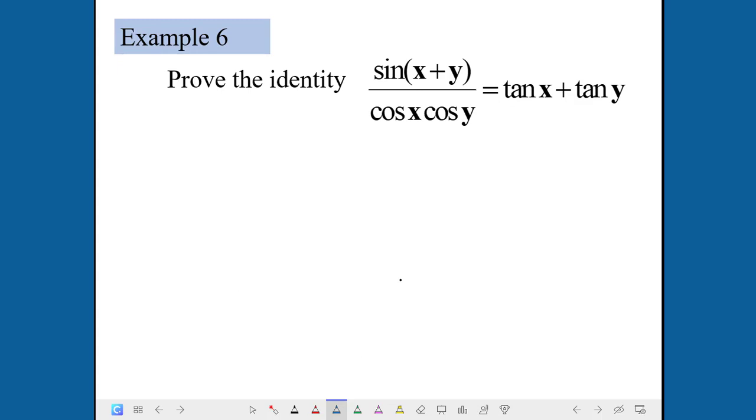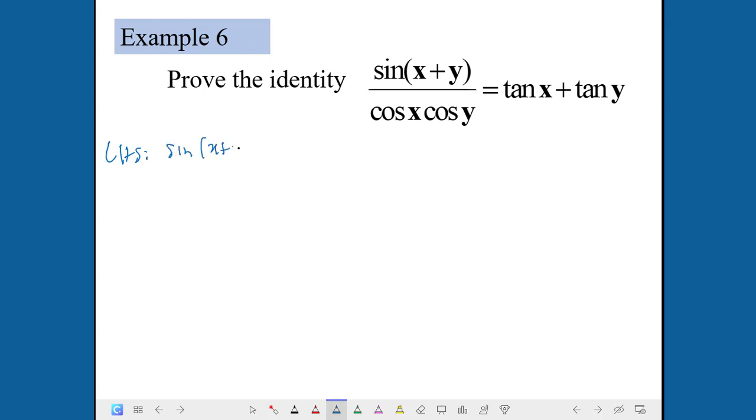Prove the identity (sin(x+y))/(cos x cos y) = tan x + tan y. Okay, so proof: we can start left to right or right to left. Let's say I want to start from the left-hand side.